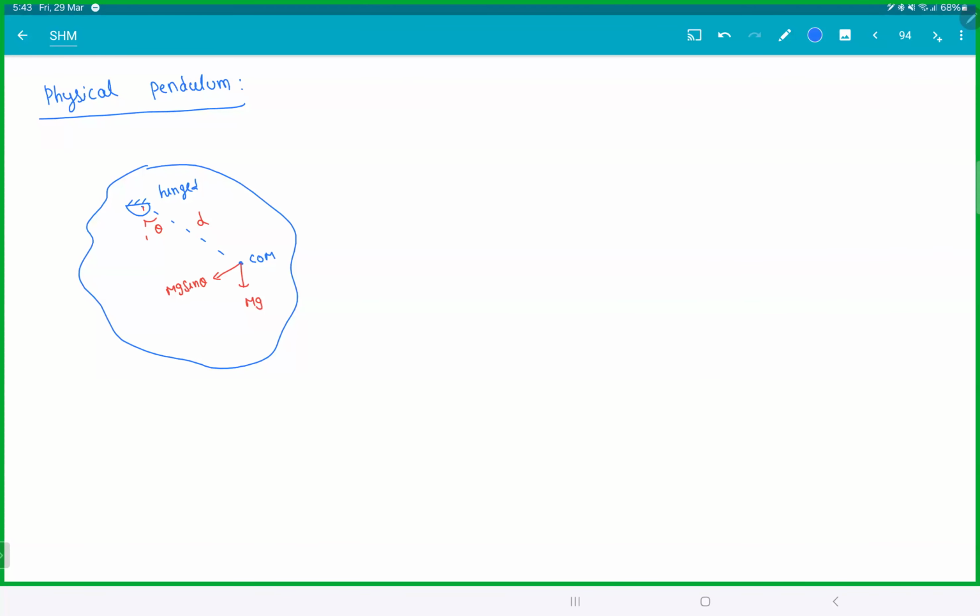Whenever they give you a system and ask for the time period, displace it by theta and find the torque equal to I alpha, you'll get the relation. The torque here is minus mg sine theta, the restoring force, into this d, equal to I alpha, so minus mgd sine theta. So alpha is equal to minus mgd by I theta. Again, this is for small theta.